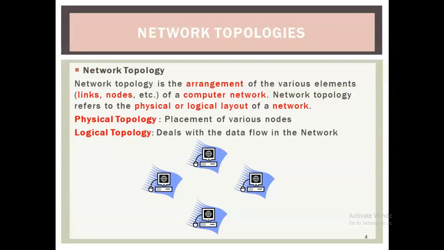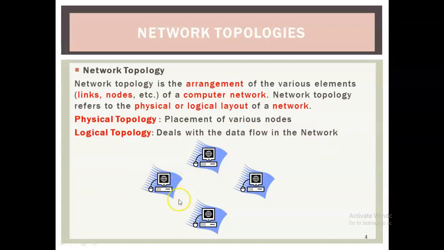What is network topology? Network topology is the arrangement of the various elements, such as computer systems, links and nodes, of a computer network. Network topology refers to the physical or logical layouts of a network. In terms of physical layouts, we are talking about the nodes, the placement of nodes, the arrangement of the computers. In terms of logical topology, it deals with data flow in a network.